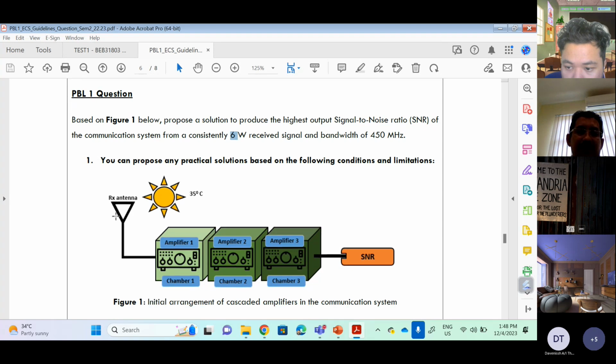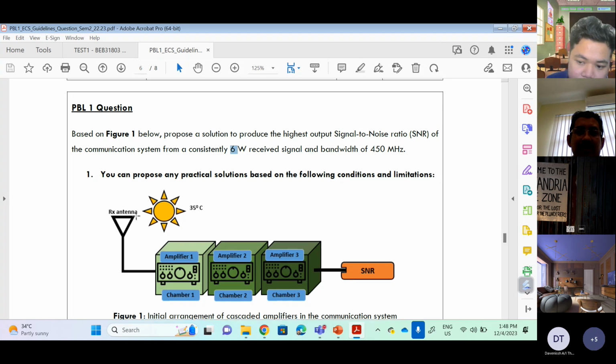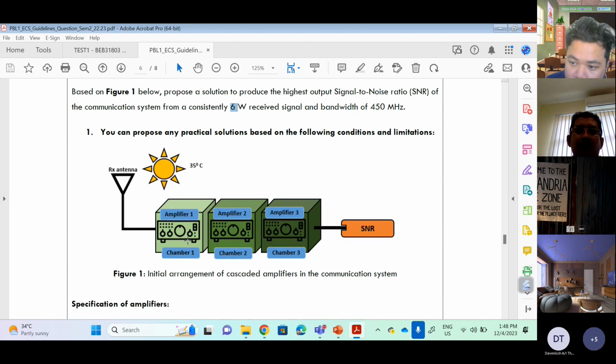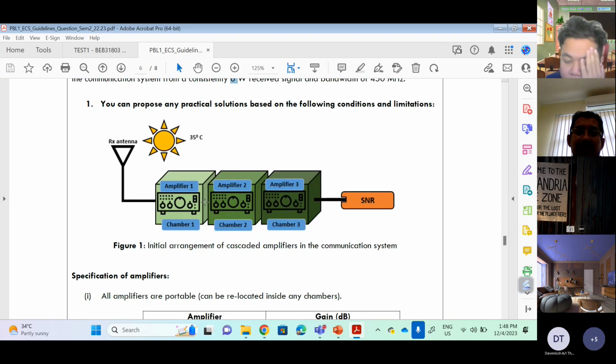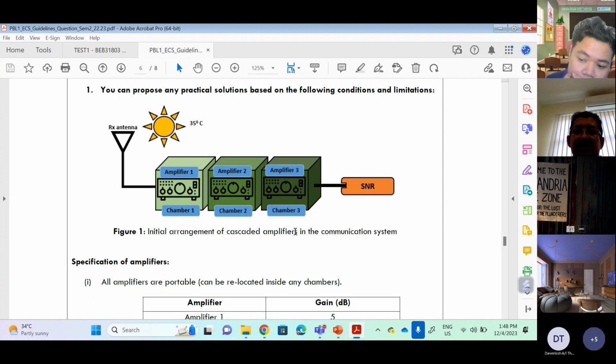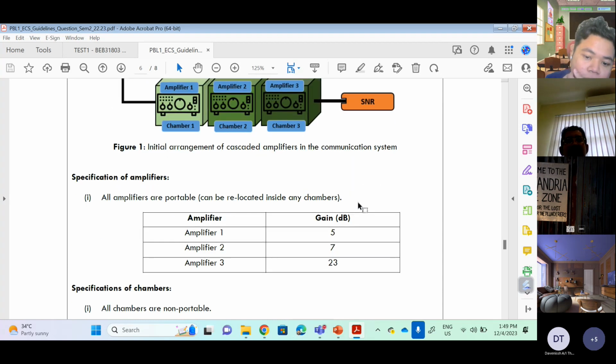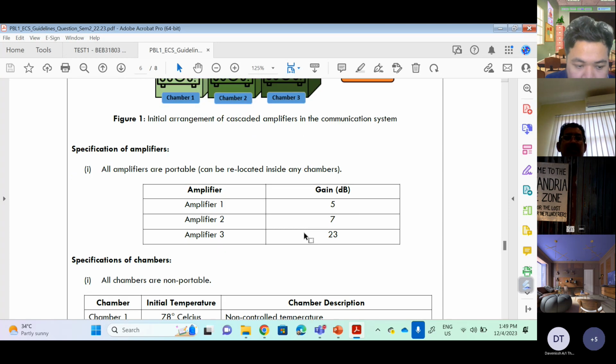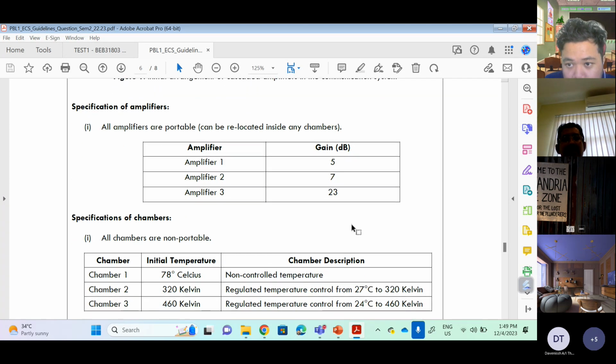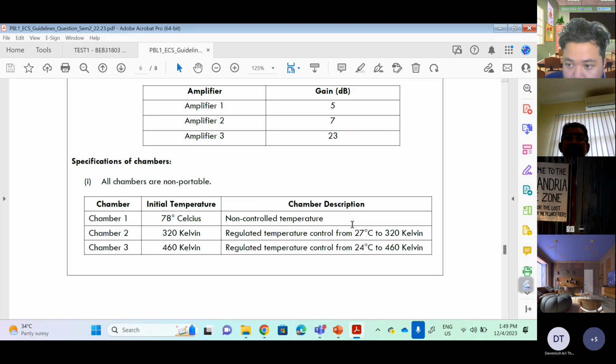Maknanya, receiver ini menerima input signal 6 watt dan bandwidthnya adalah 450 MHz. Ini adalah ambient temperature 35 darjah Celsius. You ada amplifier yang diletakkan di dalam setiap chamber dan you boleh ukur berapakah output SNR. Okay, dan parameter amplifier diberikan di sini dari segi gain. Diberikan gain dalam decibel dan diberikan suhu untuk chamber dalam sebutan Celsius.